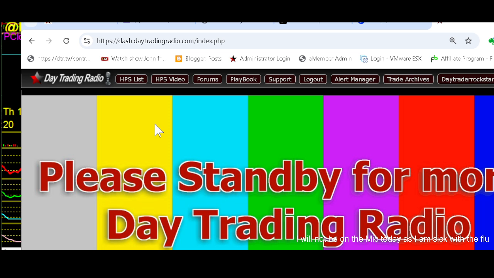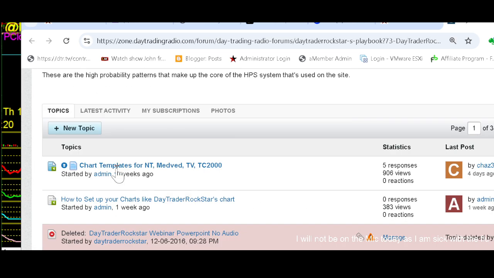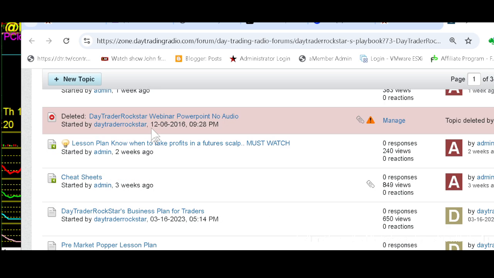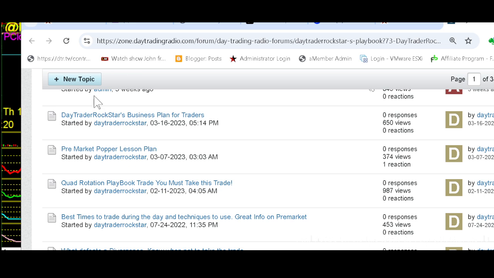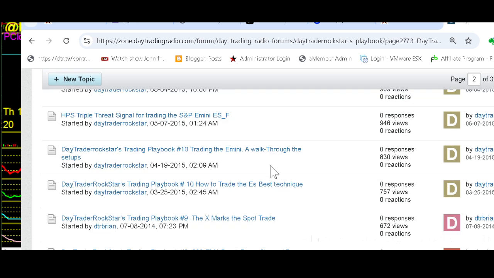But up on the top of your dashboard, when you do log in, you're going to get a playbook area. You see that playbook? You have forums, HPS videos, everything else you need here, trade alerts. So you're going to go to your playbook. And right up here, you're going to see chart templates. You're going to see how to set up your charts. There's a lot of great information here, especially the cheat sheets, the business plan for traders, and a lot of lesson plans. And there's 3 pages here, so just make sure you go through all those.